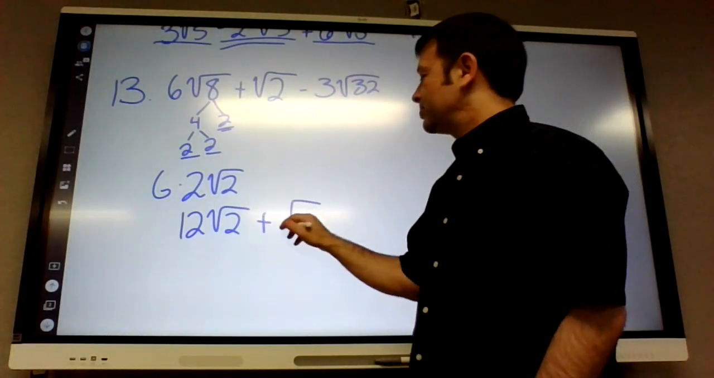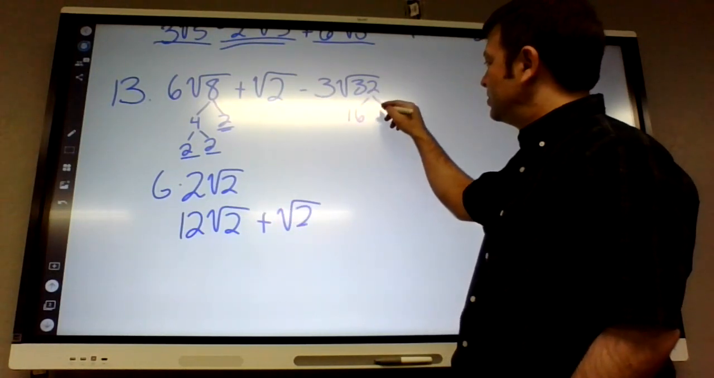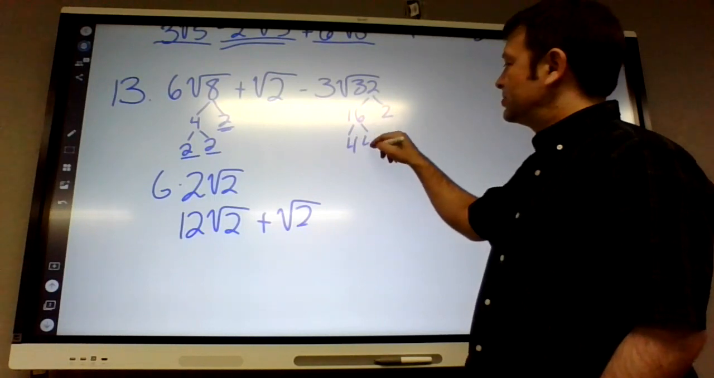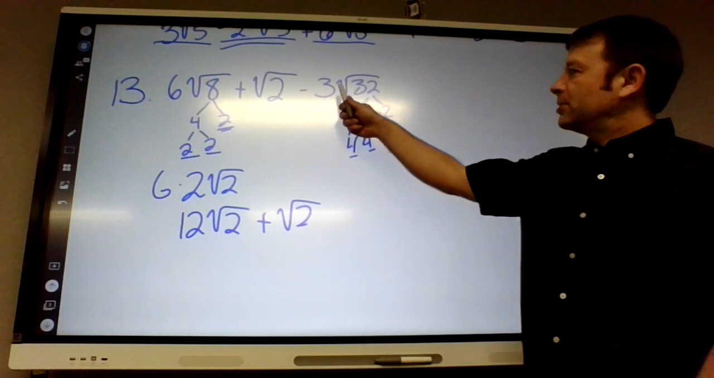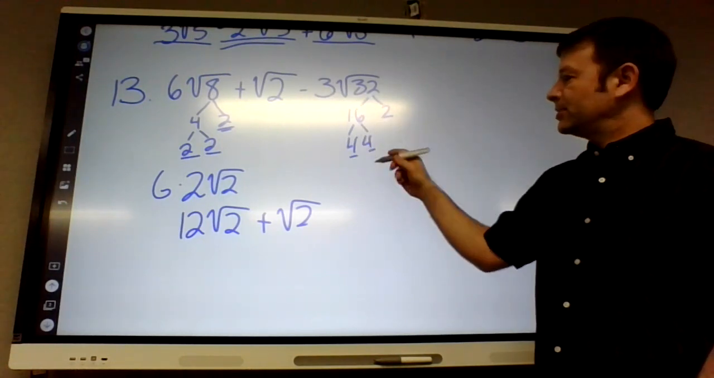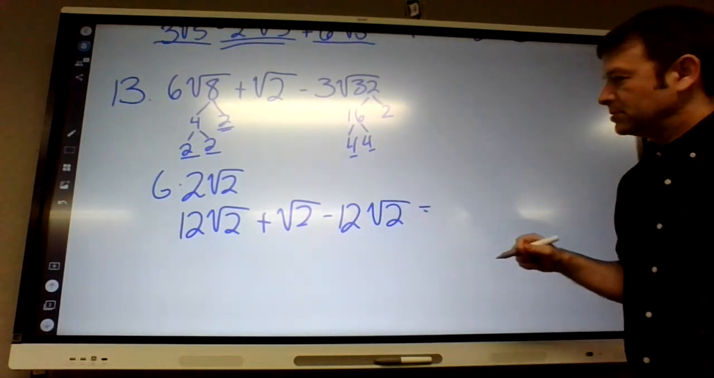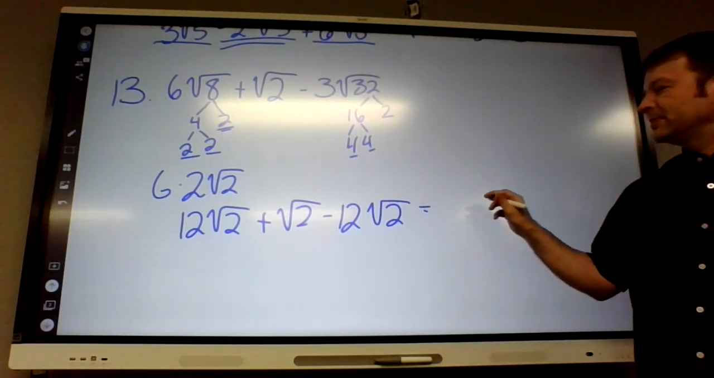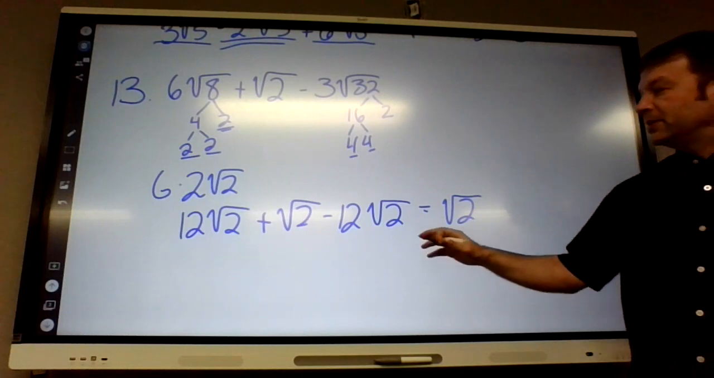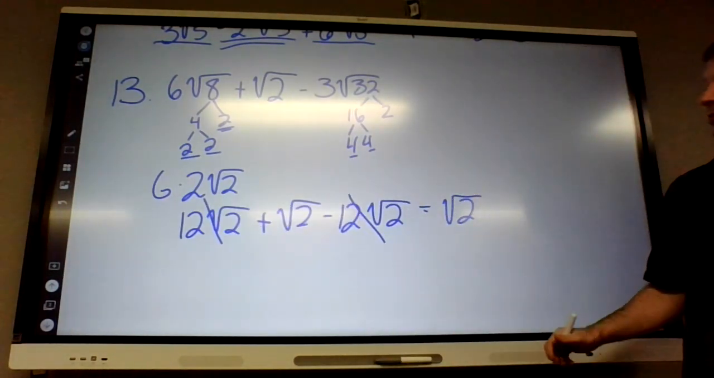And then, of course, the square root of 2 in the middle is too simple to do anything. The square root of 32 is 4 square root of 2. So what's 3 times 4 square root of 2? That would be 12 square root of 2. You guys see it? Do you know what it'd be? Zero. These two take care of each other, so it's just square root of 2.